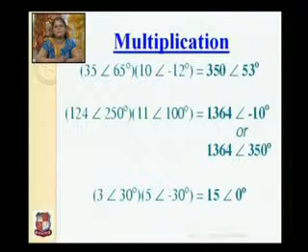In the same way, another example is 124 angle 250 and 11 angle 100. So multiplication of 124 into 11 is 1364, and addition of the two angles, 250 plus 100. So your angle is 350, or you can write it in the negative direction as minus 10. Third is 3 angle 30 and 5 angle minus 30. So 3 into 5 is 15, and 30 minus 30 angle is 0. So these are some examples of multiplication.